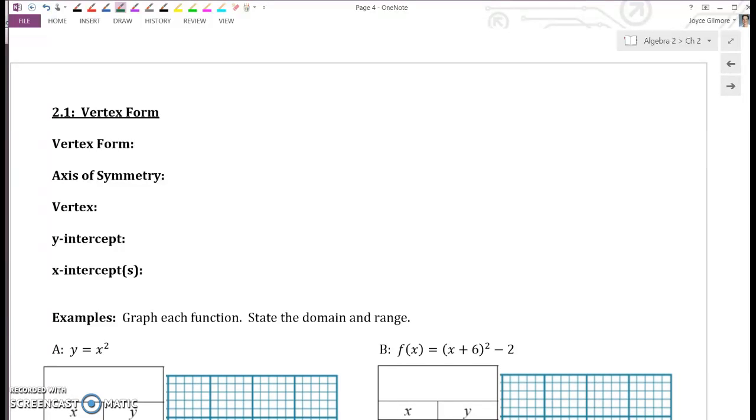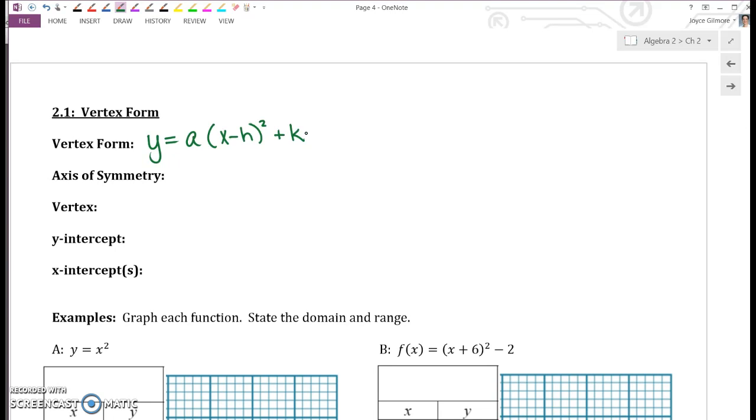The first type of graph that we're going to look at for quadratic functions uses vertex form to help us graph. Vertex form is what we're used to seeing from yesterday, and it looks like y equals a times the quantity x minus h squared plus k. We're going to skip down to vertex.